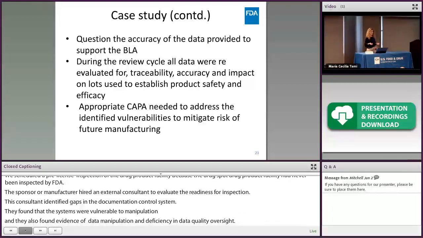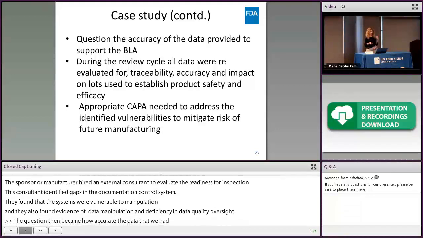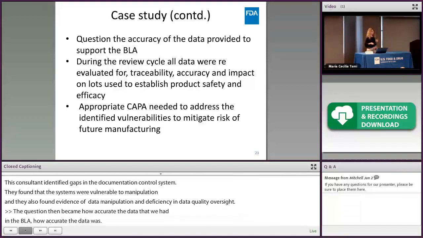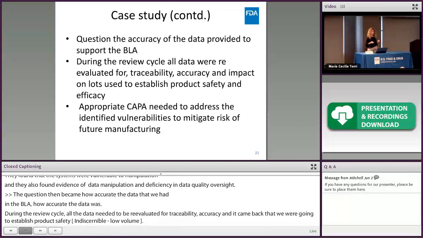During the review cycle, all the data needed to be reevaluated, looking for traceability, accuracy, and impact on those lots that ultimately were going to establish product safety and efficacy. And then the sponsor had to implement adequate CAPAs to identify the vulnerabilities of the document control systems and mitigate the risk in future manufacturing.